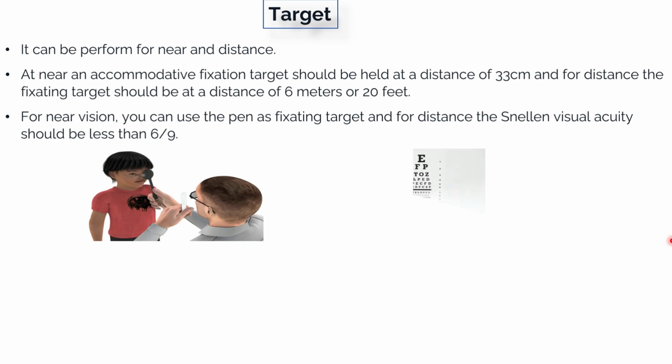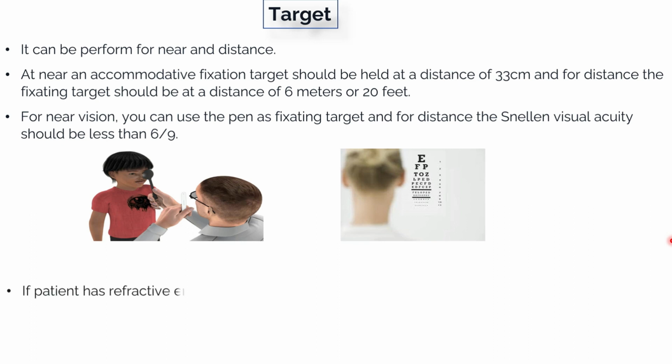And the visual acuity should be less than 6/9, meaning it could be 6/12, 6/15, 6/18, etc. If the patient has refractive error, he should be wearing his full refractive correction.